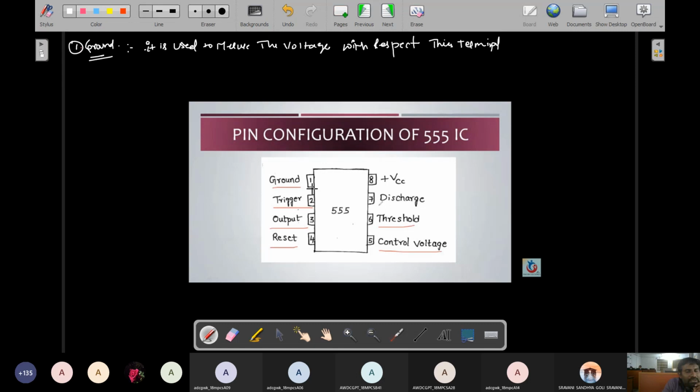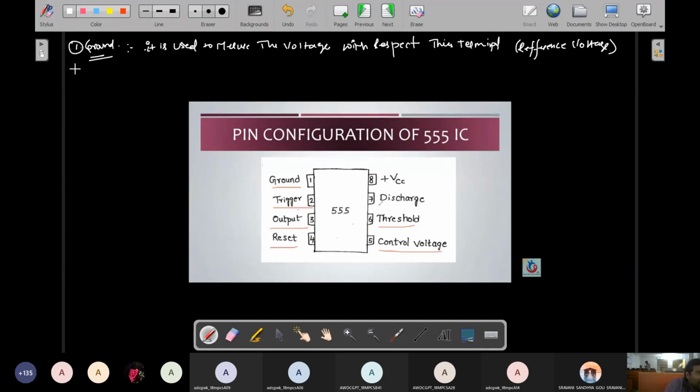Why do we give ground to one terminal? Inside the 555 IC a large amount of voltages are produced, and we can measure those voltages with the help of this ground terminal. It is a reference voltage. We consider ground as the reference voltage. Understand, everybody? Inside the 555 IC a lot of voltages are produced, and they can be measured using one reference voltage. For that purpose we give the ground potential.